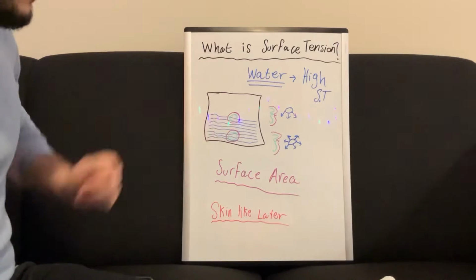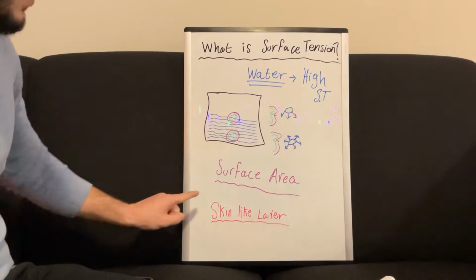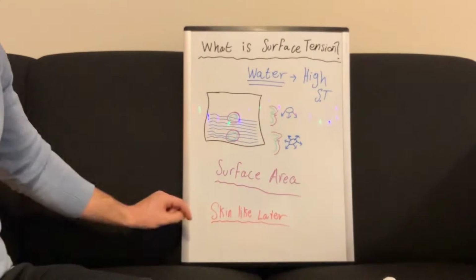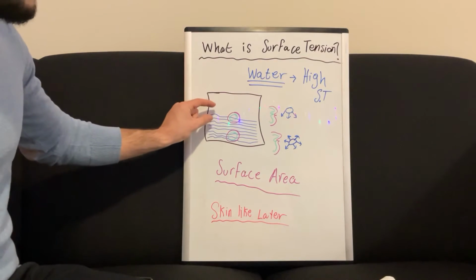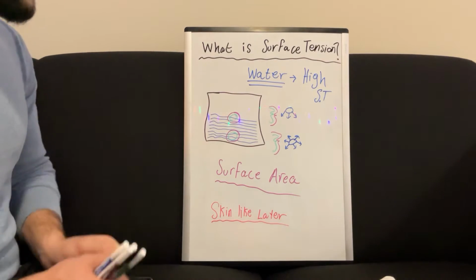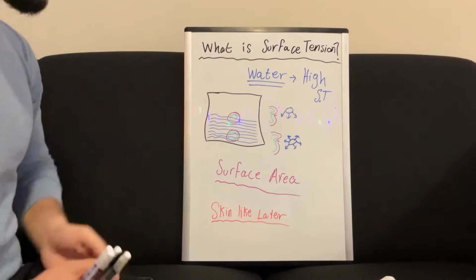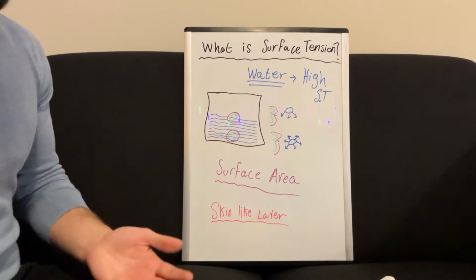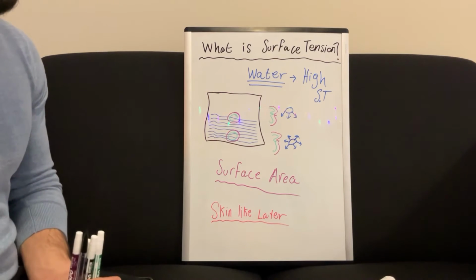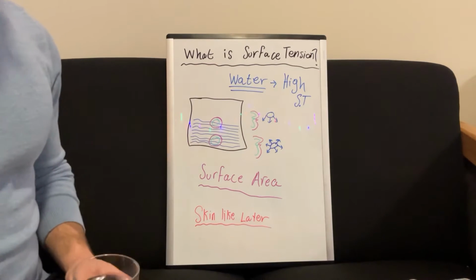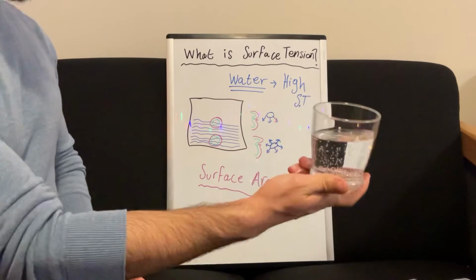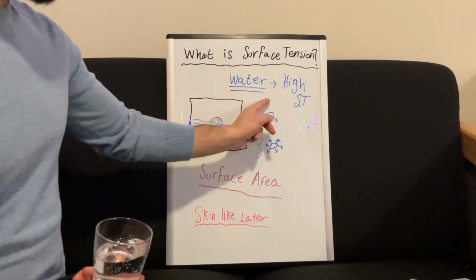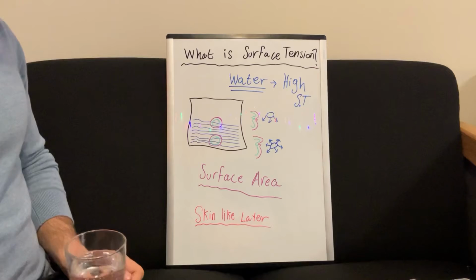So this reaction of molecules actually causes a skin-like layer to form on the surface of a liquid that are very tightly bonded. That is called surface tension. And it can actually hold larger density items. Let's explain further. Water actually has a very high surface tension value.